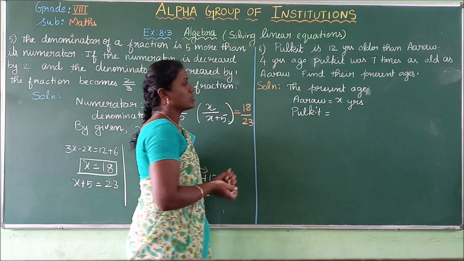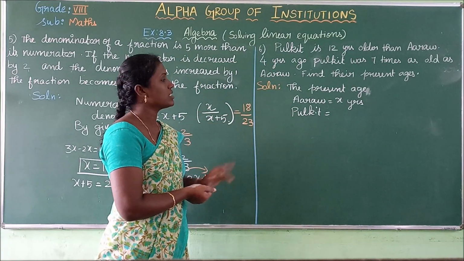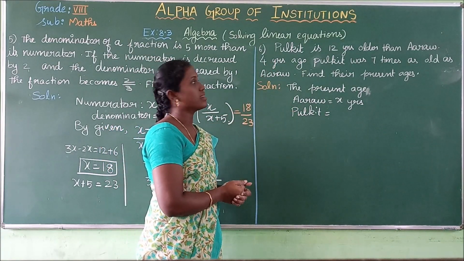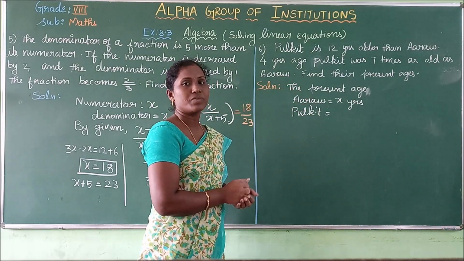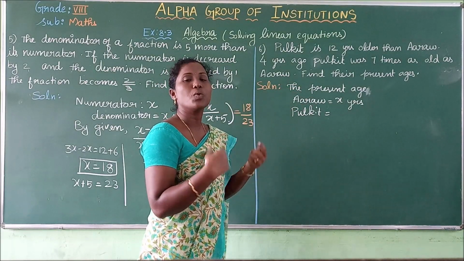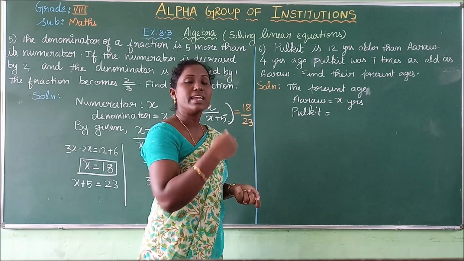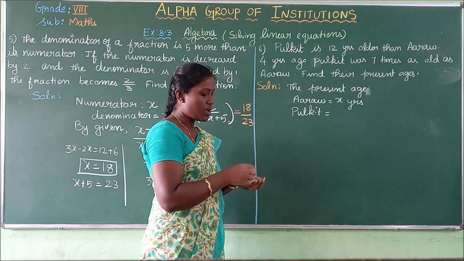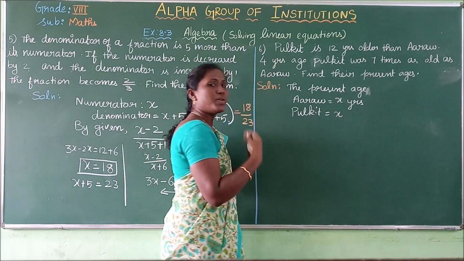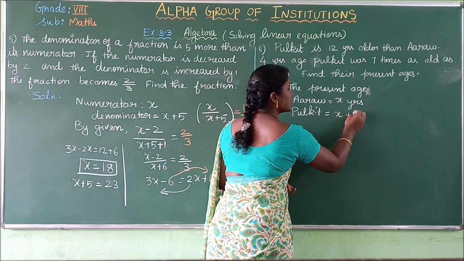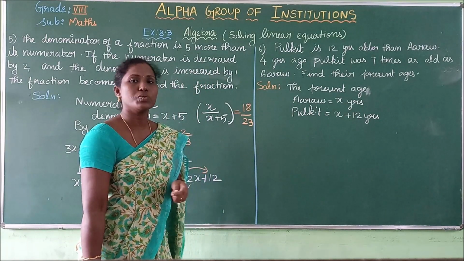Like that, we are going to take the present age for Pulkit. They gave some condition in the question, isn't it? Arav, I am taking x years. Pulkit is 12 years older than Arav. What is the meaning of that? He is 12 years elder than Arav. So what is the age of Arav? X. 12 years older means we have to take x plus 12 years. So the present age of Pulkit is x plus 12 years.